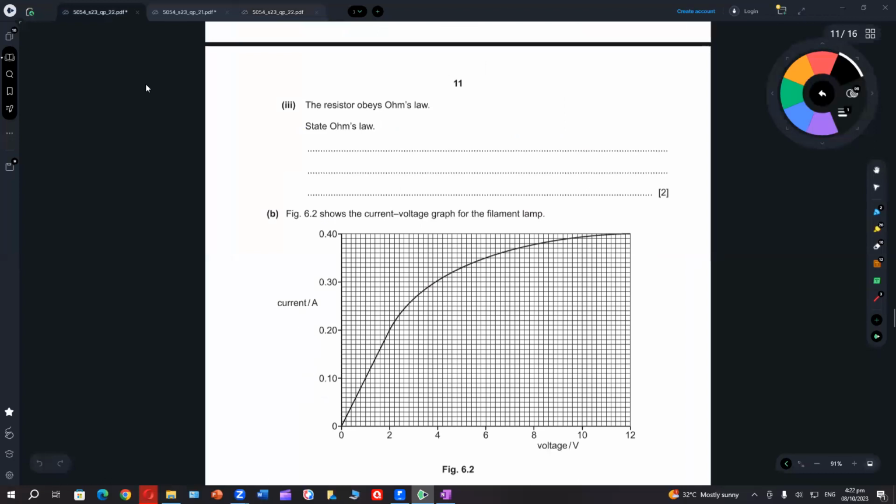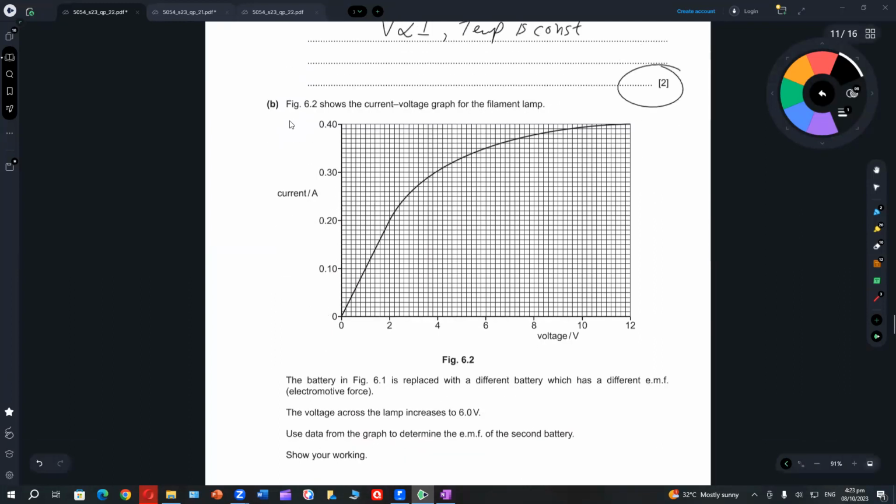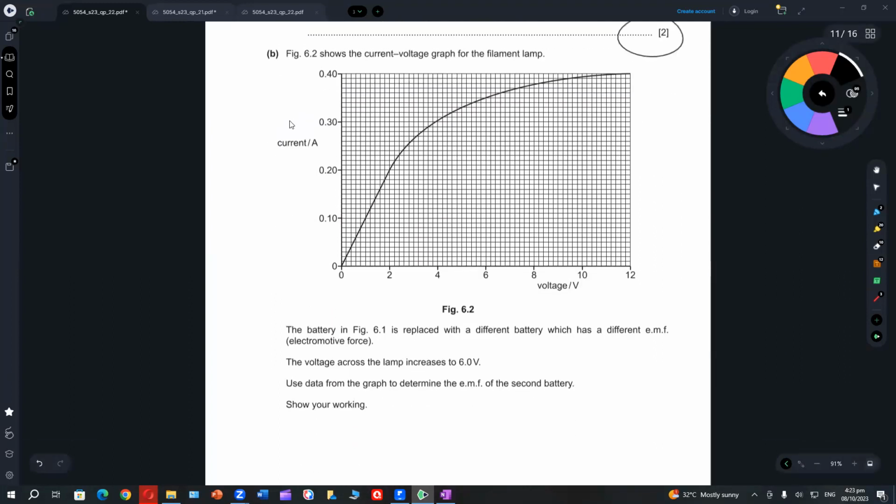Okay, we move forward. He says the resistor obeys Ohm's law. What is Ohm's law? Ohm's law says that voltage and current are directly proportional provided temperature is constant. It's a 2-mark question. Now we move to our next question, next part.